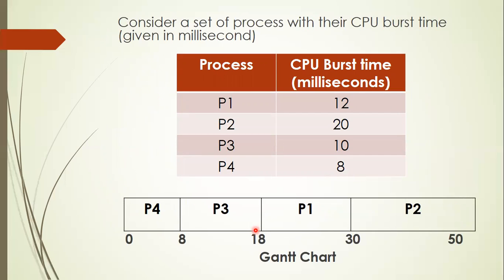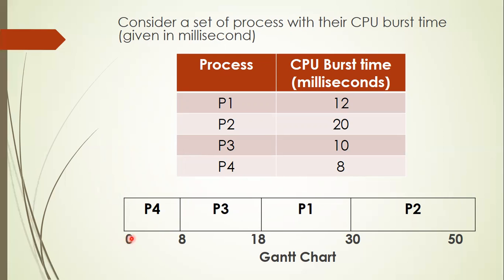We will consider the same example, and here also we will calculate both the average waiting time and the average turnaround time. Here also I have considered the same processes P1, P2, P3, P4, with the same time requirements of 12, 20, 10 and 8 milliseconds. In the case of shortest job first, who will get the CPU? The process with the shortest CPU burst time. Out of these four processes, P4 has the shortest burst time of only 8 milliseconds, so the CPU is allocated to P4 first.